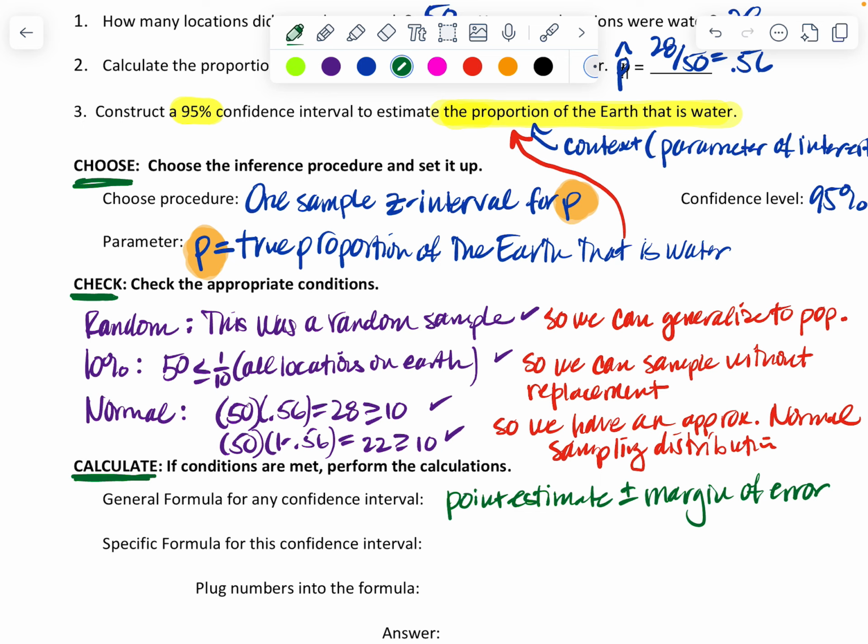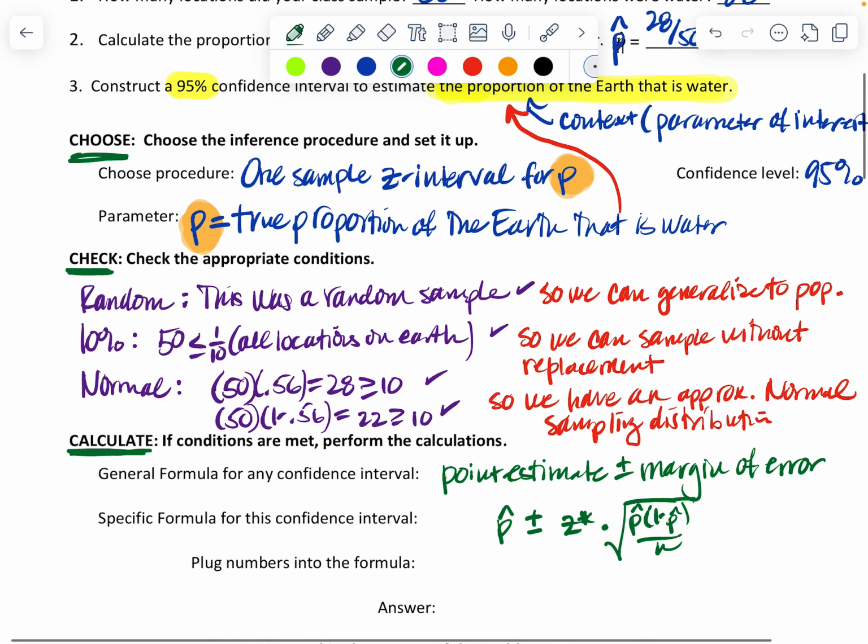Okay? The specific formula for this particular confidence interval, because it's a one sample Z interval for p, our point estimate is going to be a p hat. Our margin of error is going to be our critical value z star times our standard error of our p hat. And then we just plug numbers into that formula.